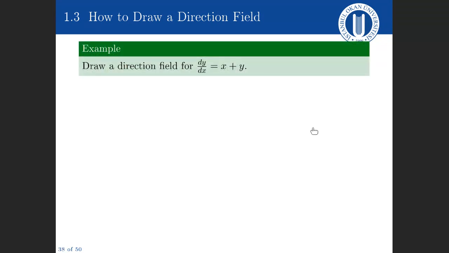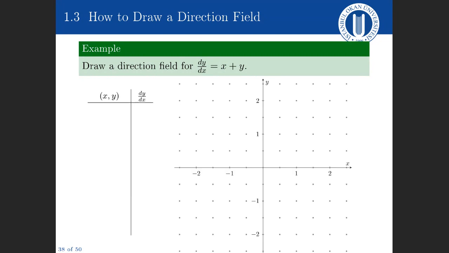Okay, so draw a direction field for the differential equation dy/dx is equal to x plus y. I'm going to start with an empty grid and a table. First, I'm going to calculate the derivative at 10 points, and I'm going to draw those 10 arrows. First of all, let's look at the point (0, 0). Put x is 0 and y is 0 into the equation. 0 plus 0 is 0. At this point, dy/dx is equal to 0. To show this on the graph, we draw a horizontal arrow.